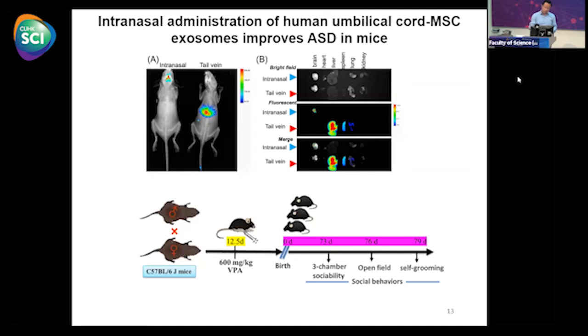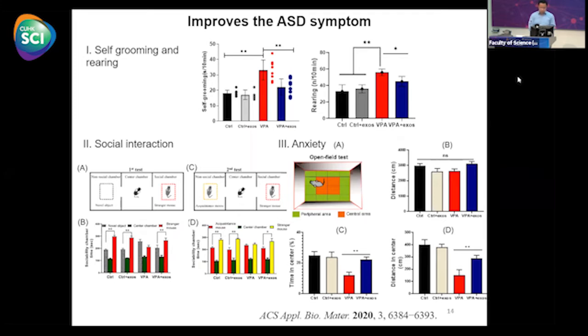Next we established an animal experiment in mice. Before the mice were born, they received a chemical called VPA. This chemical will cause autism-like behavior in the mouse offspring. So the mouse children will have this autism-like behavior. And then we treat the mouse offspring using exosomes. These are the evidence that we show as improvement. I'm walking you through one by one.